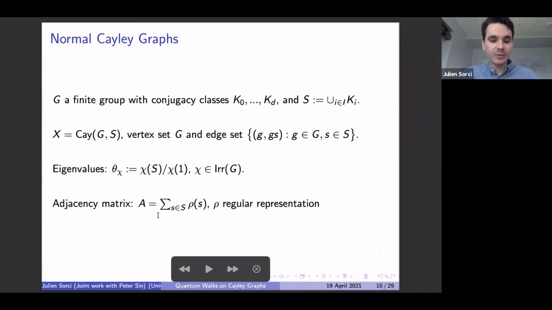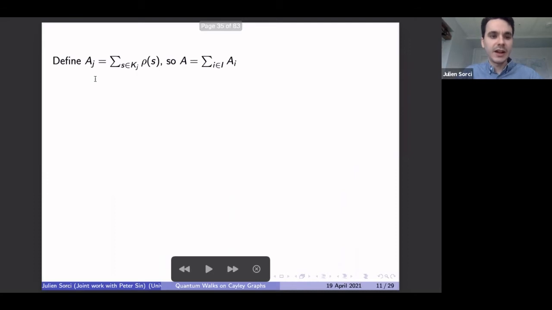Now, it'll actually be helpful for us to break up this sum over the different congruency classes, since we took S to be a union of congruency classes. So moving in that direction, we'll define A sub j to be the sum of those regular representations that come from elements in the jth congruency class. And so with this notation, our adjacency matrix is now a sum of certain A_i's depending on which congruency classes we chose to take in our connecting set.